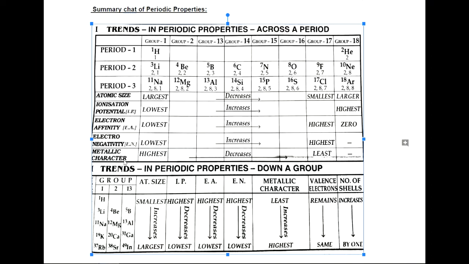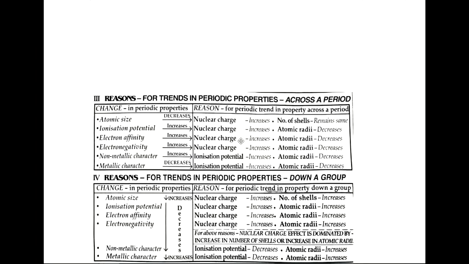Now the last one, metallic character. What will happen with the metallic character when we go from left to right in a period? You will see, for example, in period number 3, sodium has the highest metallic character, but when we go from left to right in a period, metallic character decreases. It means chlorine will have the least metallic character. Now what is the reason behind it? The reason is the same, because effective nuclear charge increases along a period but atomic radii decreases along a period. And these reasons have been given in these charts. You can learn the reasons from these two charts.